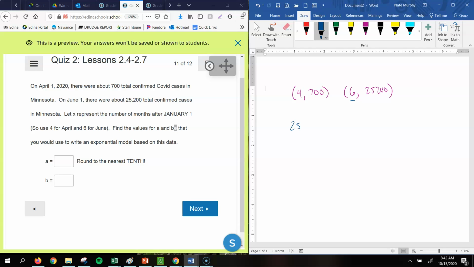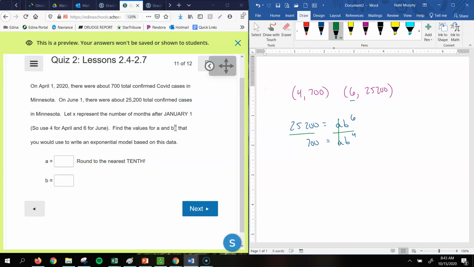So we're going to say 25,200 equals A times B to the x power, which is 6. Now we would have the other one, 700 equals A times B to the 4th power. So next we're going to divide those. So the A's would cancel out.